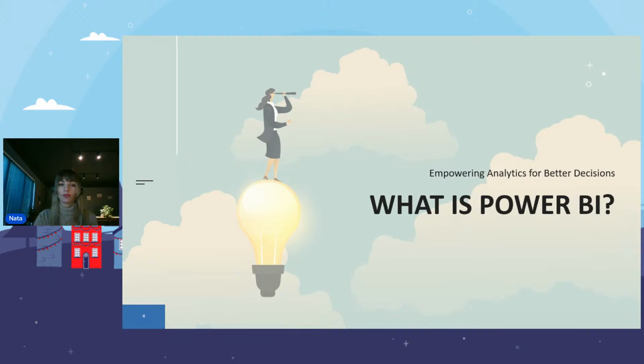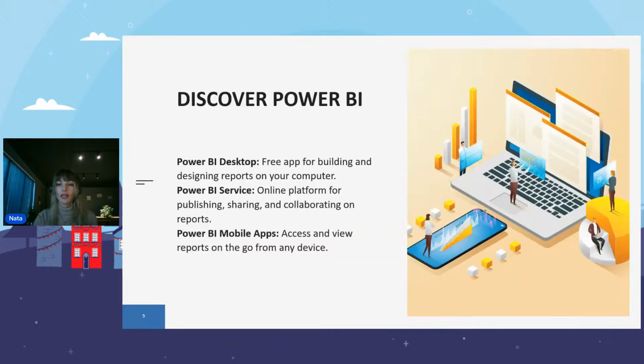So first and most important question, what is Power BI? Power BI is a business intelligence tool that helps you connect to different data sources, turn that data into visual reports and dashboards, and share those insights with anyone you choose. It consists mainly of Power BI Desktop, a free application you can use on your computer to build and design reports. Next, Power BI Service, an online platform where you can publish, share, and collaborate on reports and dashboards. And finally, Power BI mobile apps, which let you view your reports on the go from anywhere. Together, these tools help you turn data into actionable insights quickly and easily.